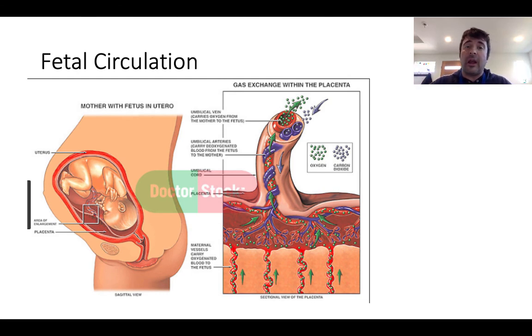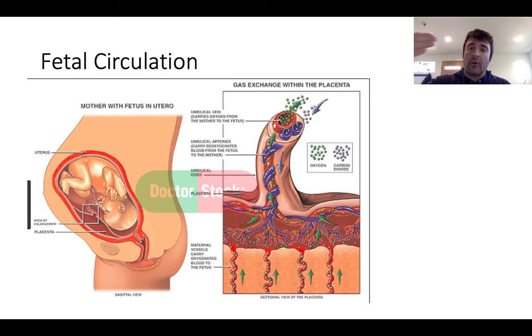Now there's different layers in this mass of cells, and one of these layers ultimately goes on to form the placenta. The placenta is the point between maternal and fetal exchange. It's also the structure that releases a hormone called human chorionic gonadotropin, which we use as a marker of pregnancy.